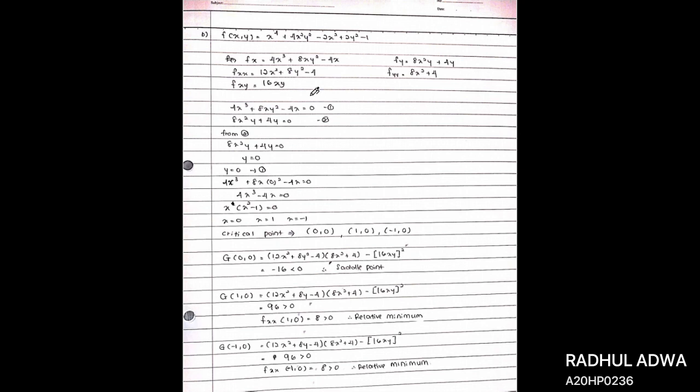To find the critical point, we need to use fx and fy and equate them to 0. 4x to the power of 3 plus 8xy squared minus 4x is equal to 0 is the first equation, and 8x squared y plus 4y equals 0 is the second. By using the second, we can get the value of y is equal to 0, and we can substitute into the first equation, and we will get x is equal to 0, 1 and negative 1. So our critical points will be (0, 0), (1, 0), (negative 1, 0).